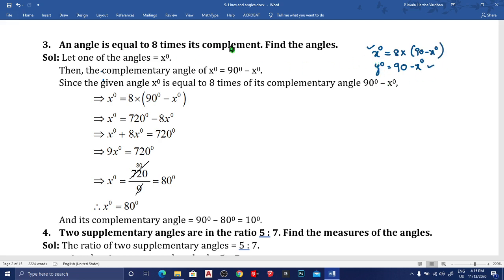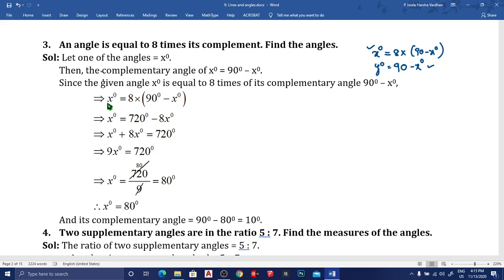Okay, now you decoded the problem. We can find the x value because it is a simple equation. See the steps of how to write this. Let one of the angles be x degrees, then the complementary angle of x degrees is 90 minus x degrees. Since the given angle x degrees is equal to 8 times its complementary angle 90 minus x degrees, you can write it as x degrees is equal to 8 times 90 minus x degrees.